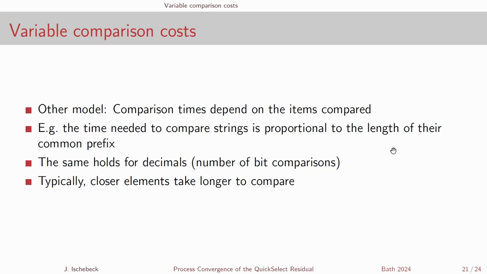So if we do not look at the comparison time as one constant, but rather at how many bits you have to compare, then you see that typically closer elements take longer to compare. Why? Because they've got a prefix with some magic length. Because you're dealing with the analysis, not with the algorithm.